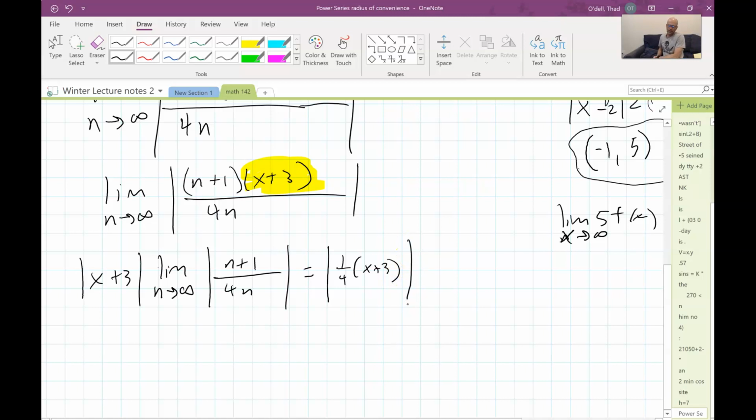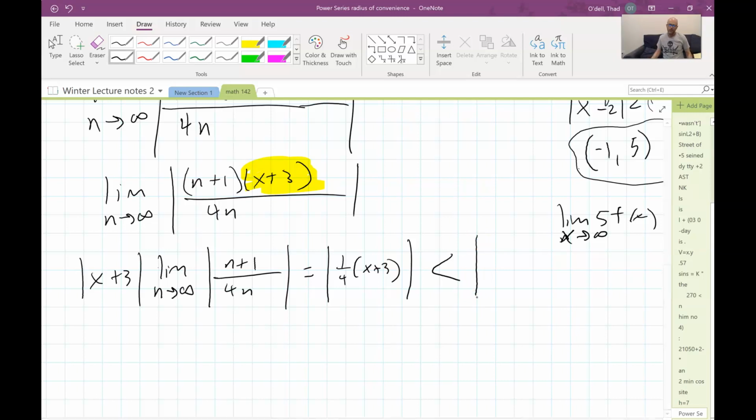Okay, so that's the limit. Now remember in the ratio test, we are looking for this to be equal to 1, and it's not equal to 1 right now, because there's an x in there, right? So what we really want is for this to be less than 1, because we're looking for convergence. So we're going to figure out what x values make this less than 1.